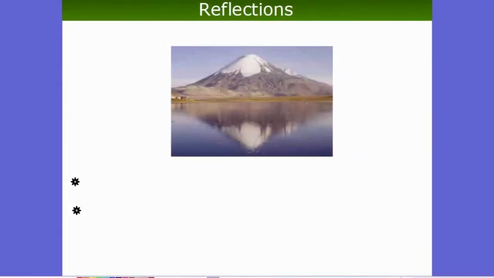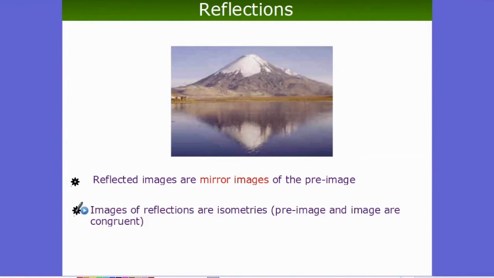This video is the second in a series of videos on transformations. This one is on reflections. So a reflected image is just a mirror image of a pre-image, and they are isometries, which just means that the pre-image and image are congruent.